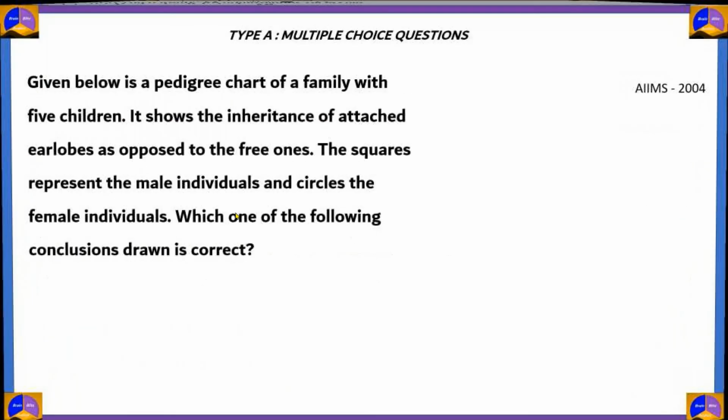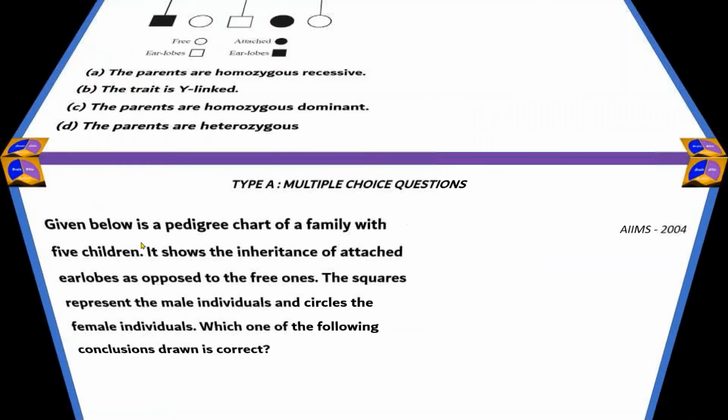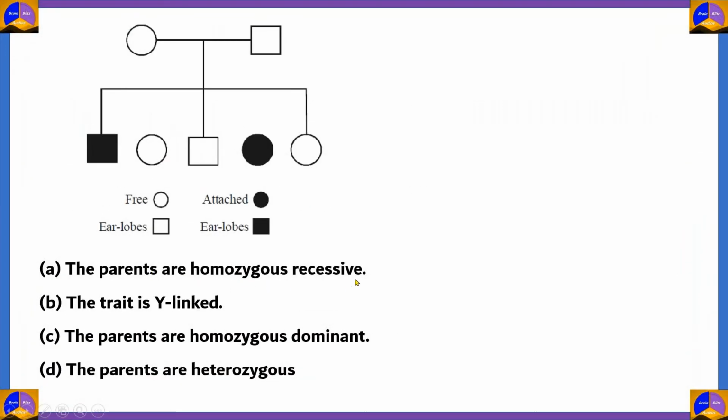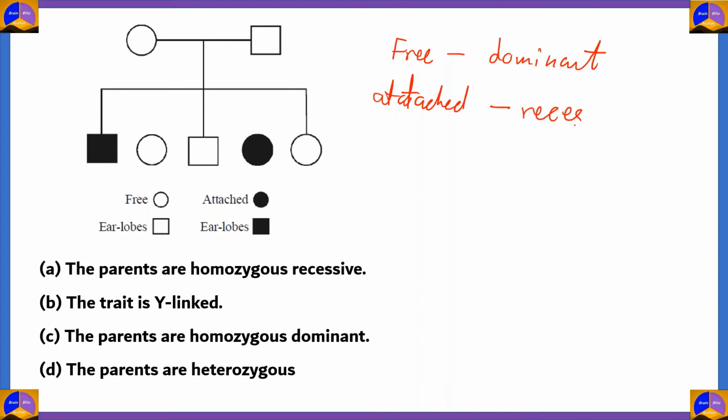So let's look at all of the 4 conclusions. The parents are homozygous recessive is option A. Option B, the trait is Y-linked. Option C, the parents are homozygous dominant. And option D, the parents are heterozygous. Now, according to convention, free earlobes are dominant because they are present in most human beings, while some have attached earlobes. So attached is recessive.